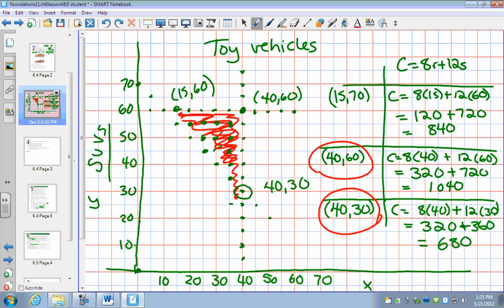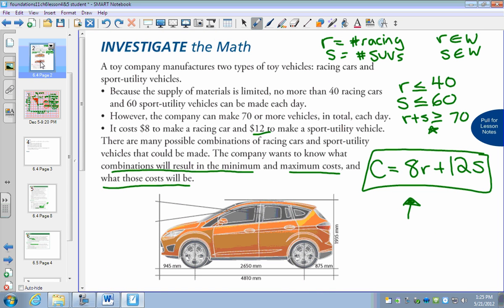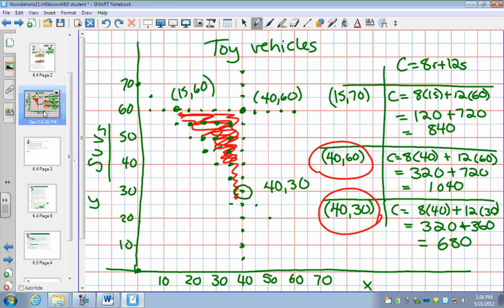Okay? And if we went back to 40, 60 and 40, 30, we should also double check that those satisfy each of our restrictions. Is it less than or equal to 40? Is it less than or equal to 60? I see that already. If you add those two together, are those greater than or equal to 70? Are each of those greater than or equal to 70 if we add them together? Yeah. So they satisfy all our inequalities, all of our entire system. So that means that they are correct.